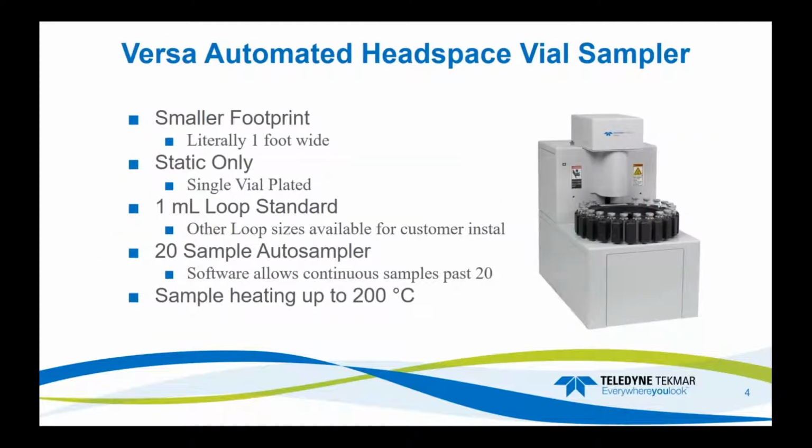The Versa has a smaller footprint. It's literally 1 foot wide. It's static only. It has a 1 mil loop as standard, and again, other loop sizes are available for the customer to install. It has a 20 sample auto sampler, but the software allows you to go past 20. There again, somebody would have to change out samples once the samples run. The sample heating, though, on this one only goes up to 200 degrees C.